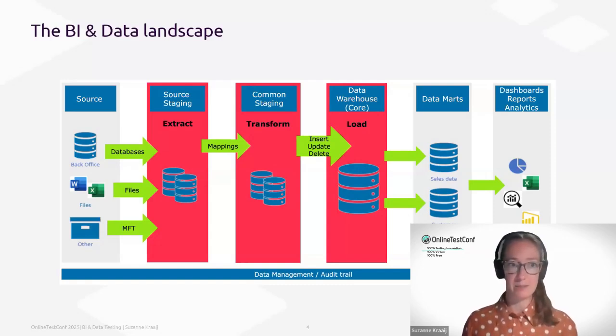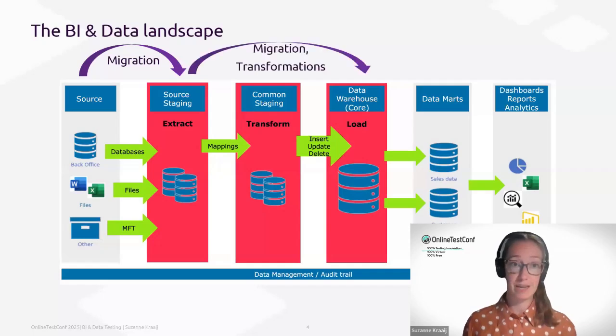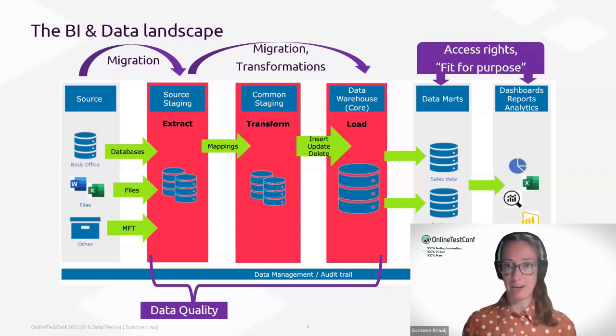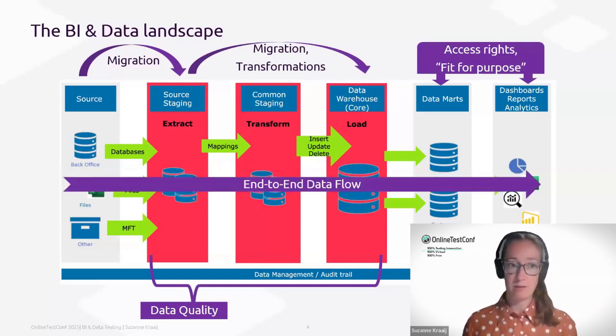So where is the testing in this? Well, I think the first one is pretty clear. You start with a migration. Then you get a combined migration with transformations. Don't forget the data quality, because garbage in is garbage out. So you want to have good data quality. Then the business side is about access, but it's also about fit for purpose. Are we giving the business the data they need to do their work? Are we showing the right things? And of course, you have an entire end-to-end data flow.